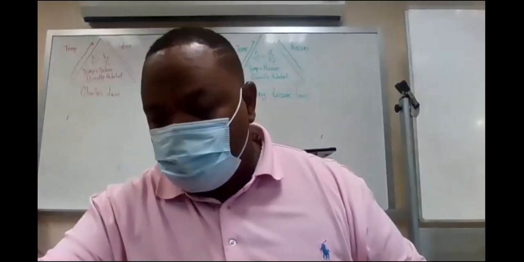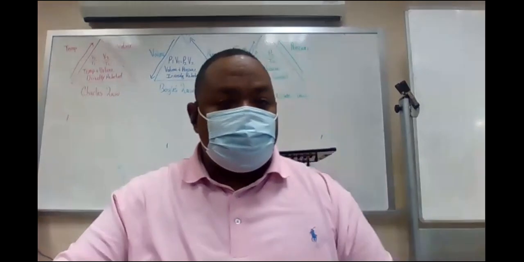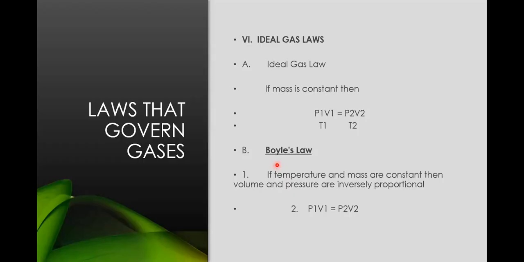All right, so let's share the PowerPoint. All right, so we'll go back to this last one. Boyle's law. Now, the ideal gas law, don't worry about the ideal gas law. Boyle's law says if temperature and mass are constant, then volume and pressure are inversely proportional. And so that constant one is easy. It's mass and whatever one isn't in your triangle.